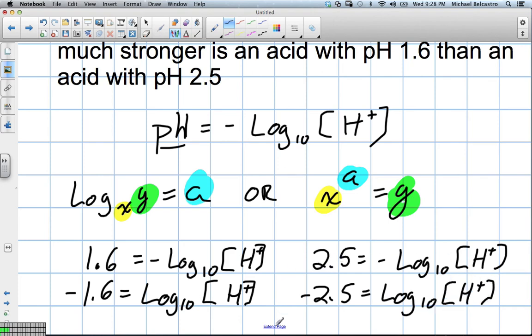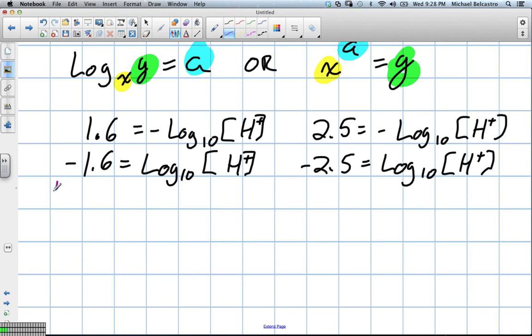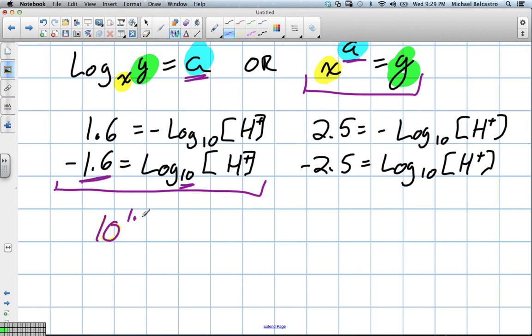Great. Now what we're going to do is write these logs in their exponential forms. Okay. So this gives us the base. So as an exponent, we get 10. Our a, which is our answer in the log, becomes our exponent. So 10 to the negative 1.6 is equal to our y, right? And our y in this one happens to be our H plus. And that's what we're trying to figure out, right? So that's our first one. And our second one will become 10 to the power of negative 2.5 is equal to H plus.